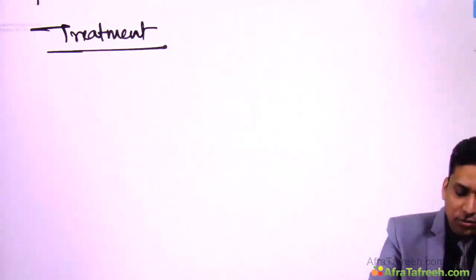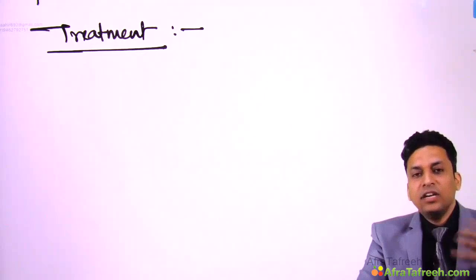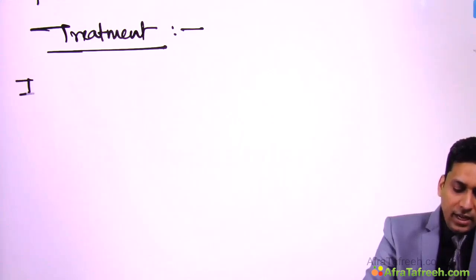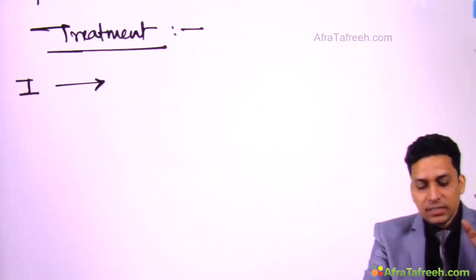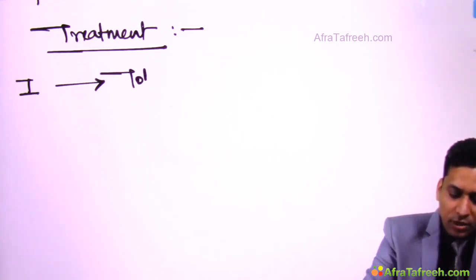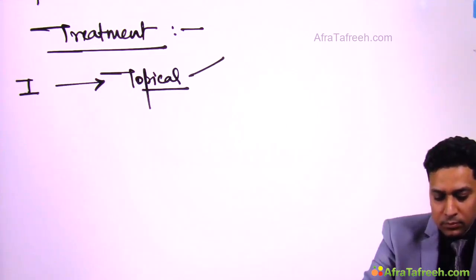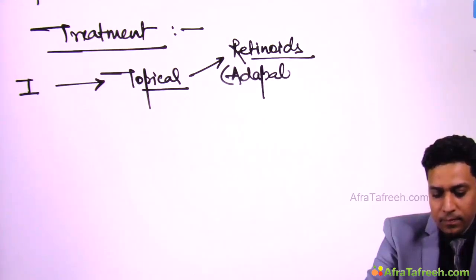Now let us discuss the treatment. I told you there are different grades depending on different types of lesions. Based on grading, you can treat them. If it is grade 1, that is mainly comedones are present, then what you can do? You can simply treat it with topical treatment, like topical retinoids. Examples: adapalene, tretinoin.